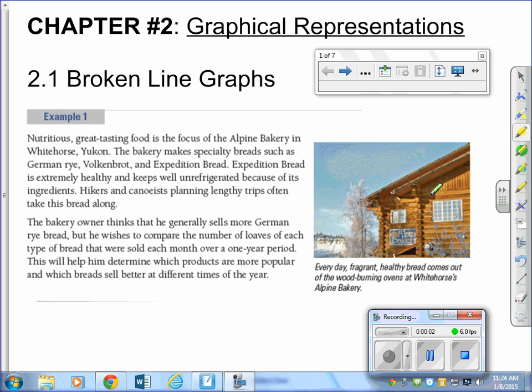Welcome to Chapter 2 of Workplace and Apprenticeship 20. Today we're going to start looking at graphs, and in particular today we're going to look at line graphs. And we're going to talk about how they are useful, how to make them, and how to answer questions regarding them. And to start off with, we're going to talk about a bakery that makes specialty breads.